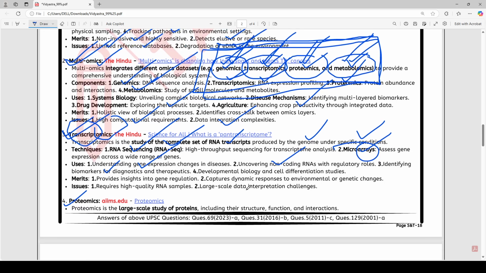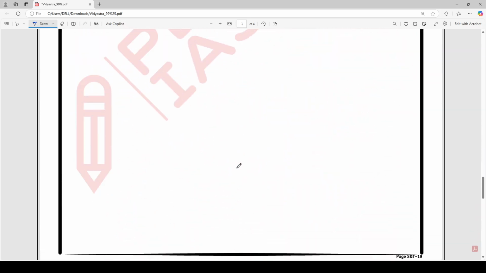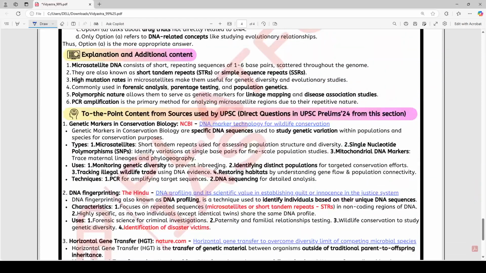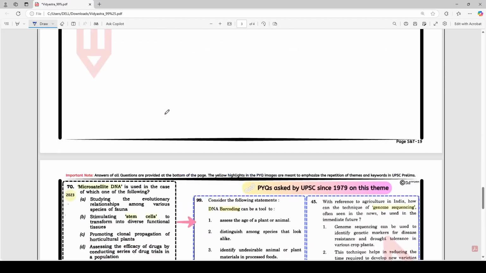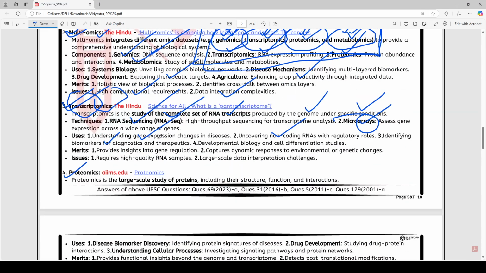developmental biology. Let me first cover this topic, because it is a bigger topic and you will be able to understand genetic markers in conservation biology. Let us first do that only. So we were here, transcriptomics. Okay, so we studied multi-omics. We studied how different things take place in our body. What is the role of the gene? What is the role of RNA?